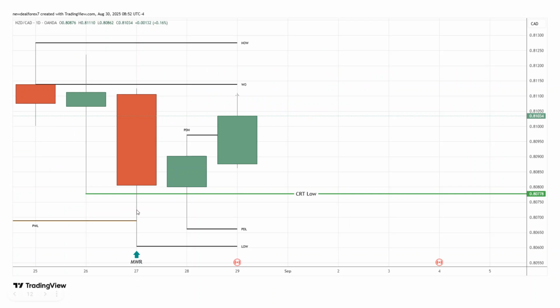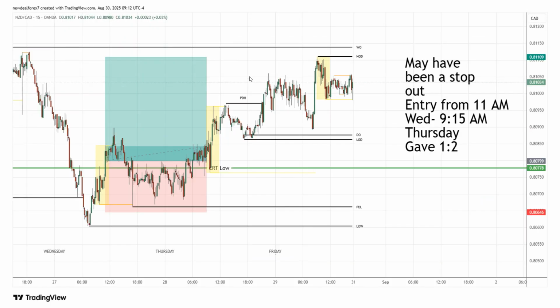This was the weaker of the long examples. So you have Monday, Tuesday, Wednesday create the low of the week. But notice how it did close down here and then retraced a little bit and then came up. While this was technically still a midweek reversal, it didn't move a lot to the upside. This one only gave 1 to 2.